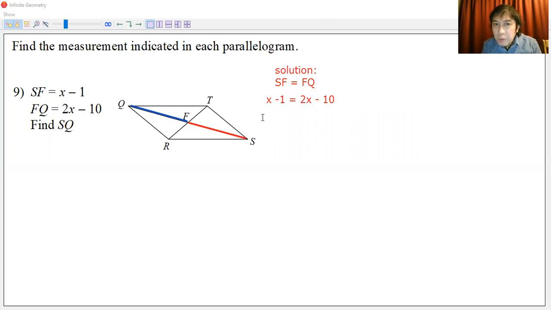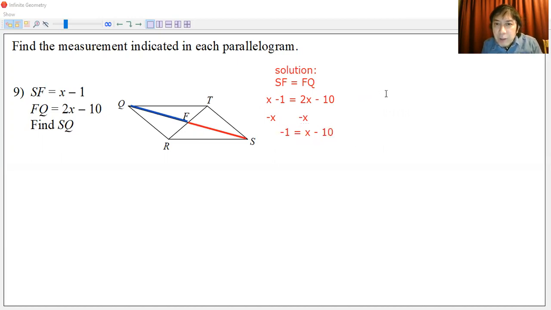We shall subtract the smaller x term, so this will be minus x. Let's move downwards. This is now minus x, this is minus x. The left side becomes just minus 1. The right side is 2x minus x, that's 1x or simply x, with a minus 10.